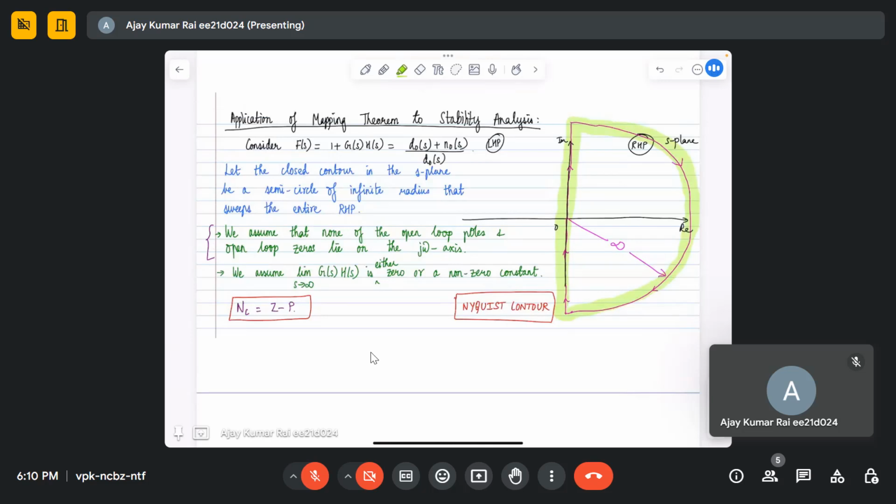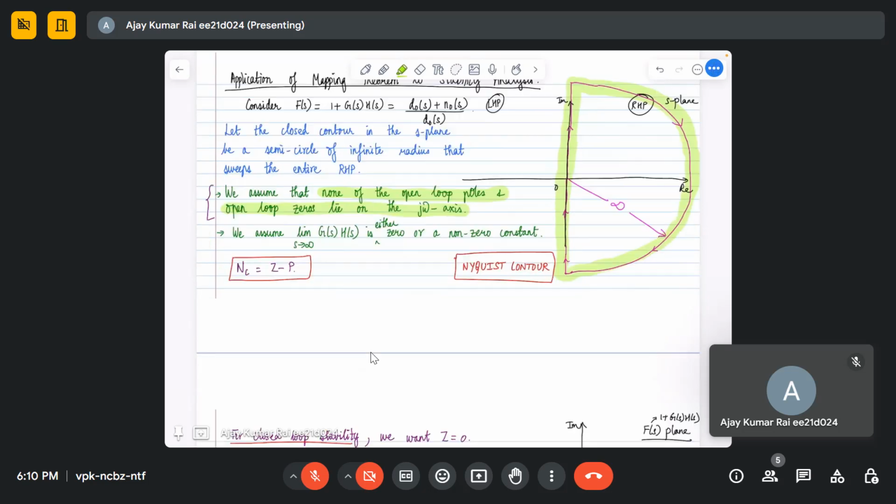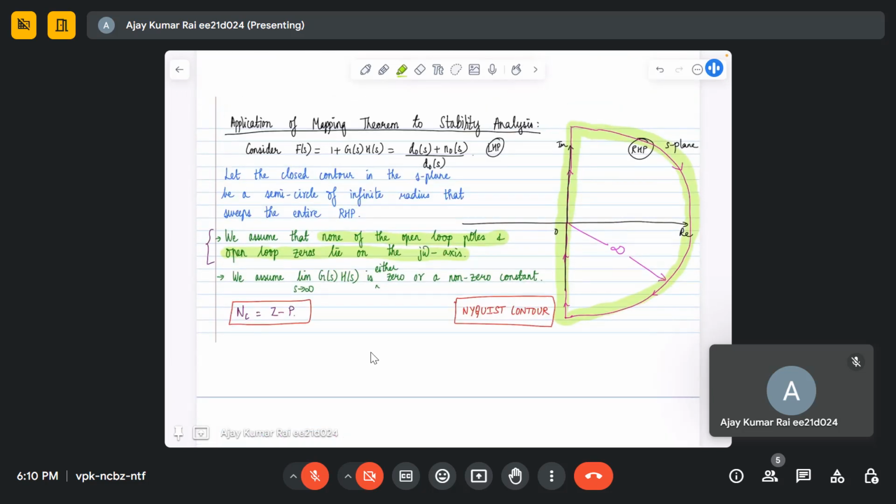Similar things. In the first case, we have some initial assumptions: that none of the open loop poles and open loop zeros lie on the j omega axis. For the exceptions, we have also taken into account what we do. Also, in this case we are assuming the open loop transfer function to be a proper transfer function. If it is proper, that means, where n is the number of poles and m is the number of zeros of the open loop transfer function, you will get this.